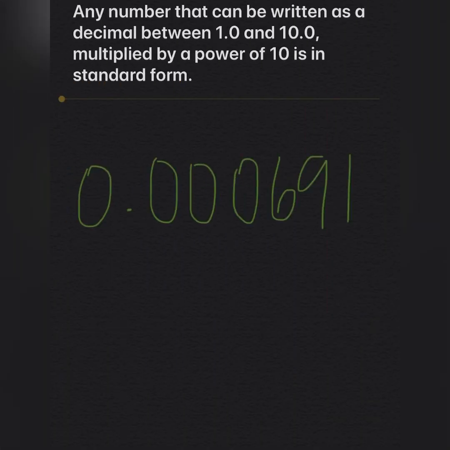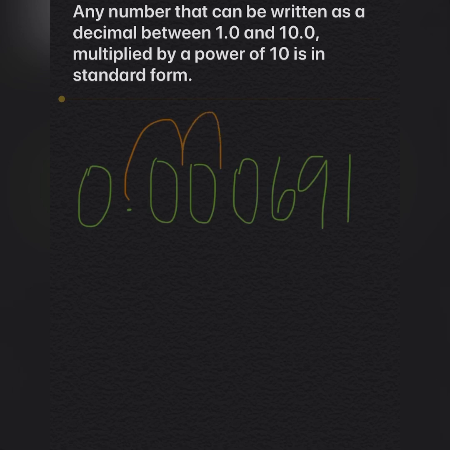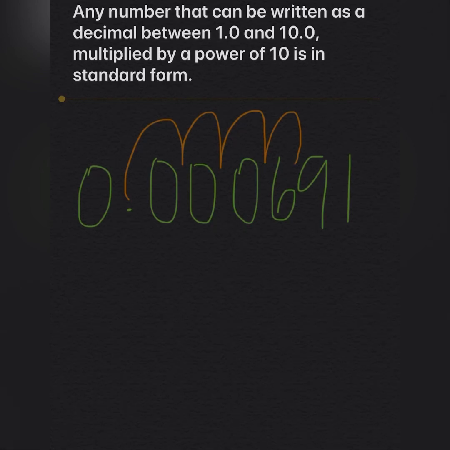Now let's look at this example, and the same rules apply. We change the number to a number between 1 and 10, so we have to move the decimal point. We continue to move, and now we get 6, which is a number between 1 and 10. So we leave the decimal point here. Why wouldn't we go over to here? Because we would get 69, which is greater than 10, and we need a number between 1 and 10. So we stop right here.